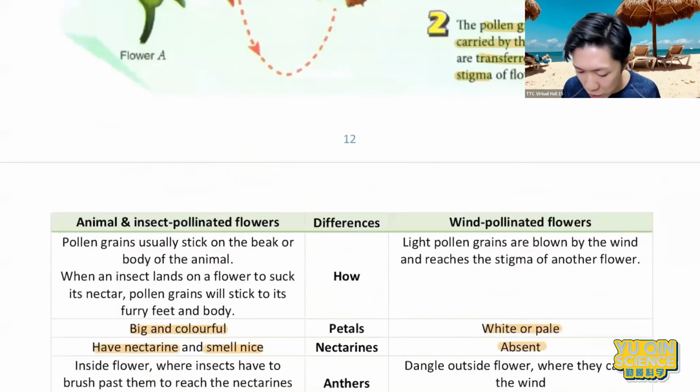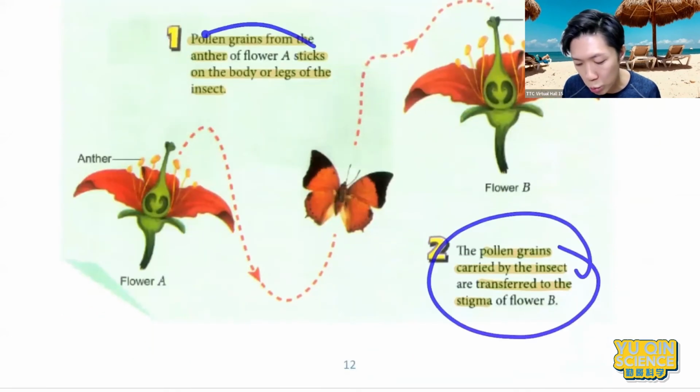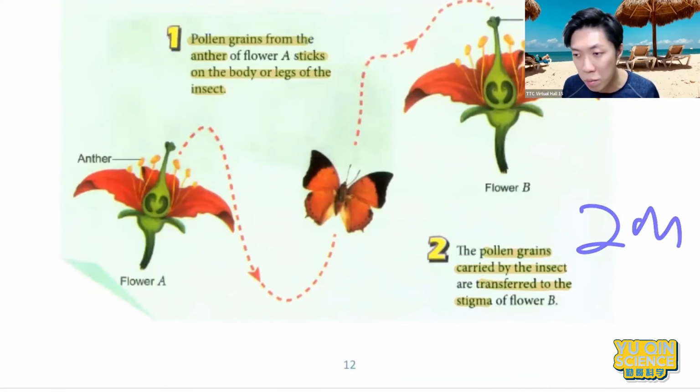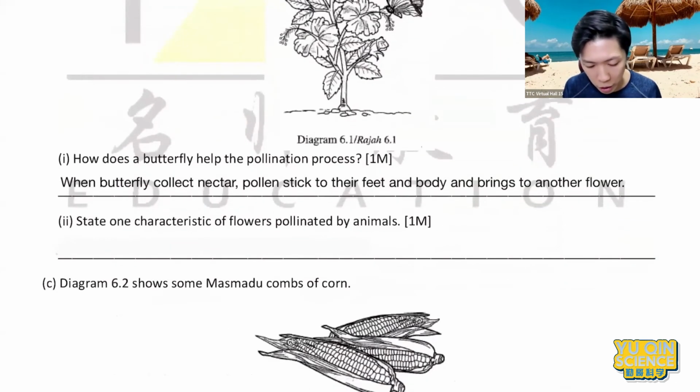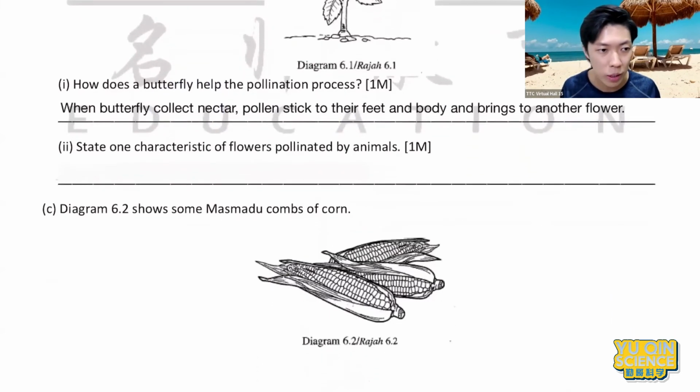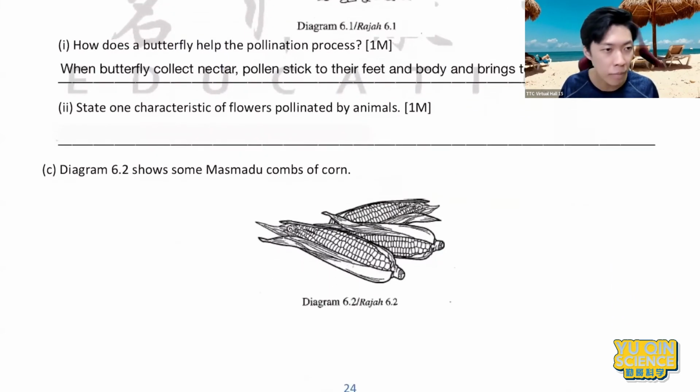So there you go. Let's simplify this, because this is supposed to be two points, but because it's 1 mark, let's just simplify the whole thing. We will just say, when they collect nectar, pollen sticks to the body and is transferred to another flower. Okay? Nice.